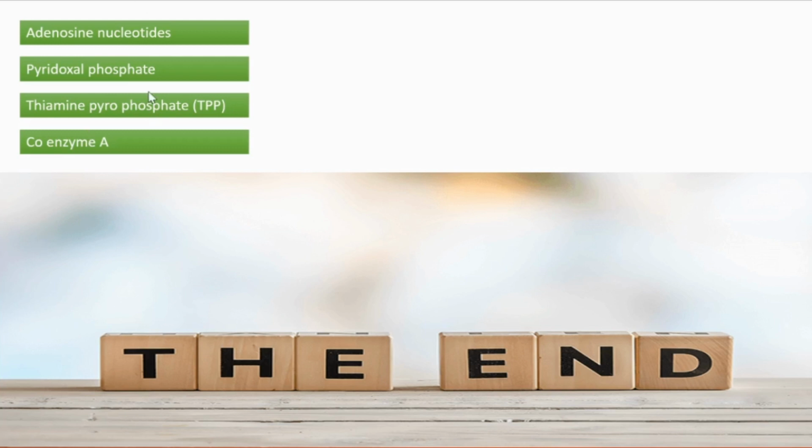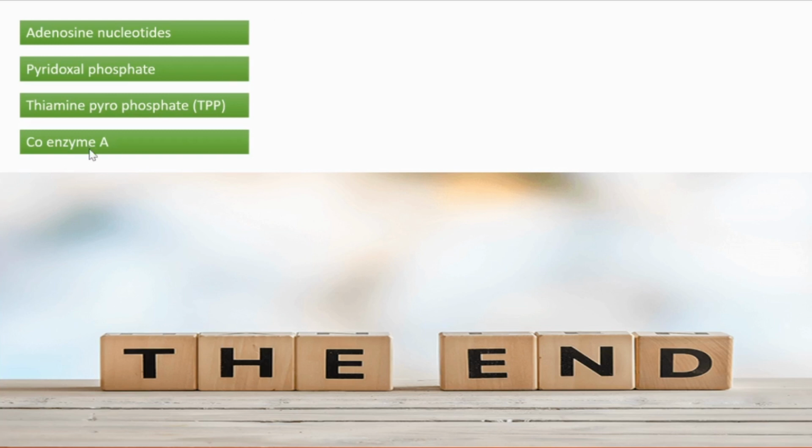Then thiamine pyrophosphate. It is a derivative of vitamin B1, thiamine. Its other name is cocarboxylase. It causes carbon dioxide removal from alpha keto acids. The important reaction involving thiamine pyrophosphate is the decarboxylation of pyruvic acid to acetaldehyde. In that reaction, this cofactor helps significantly.